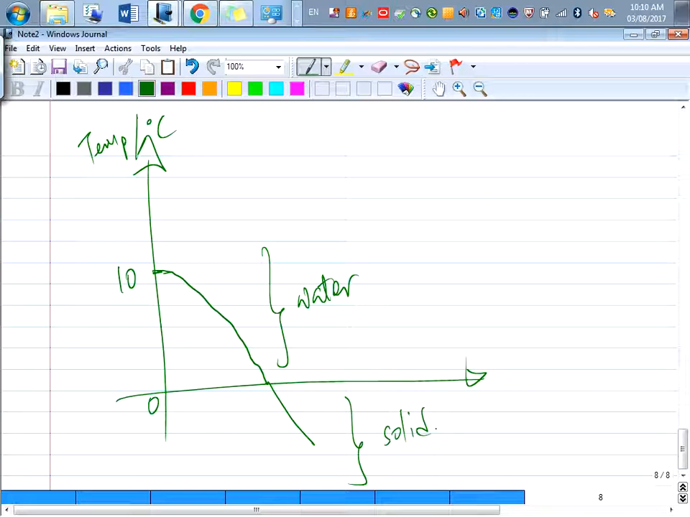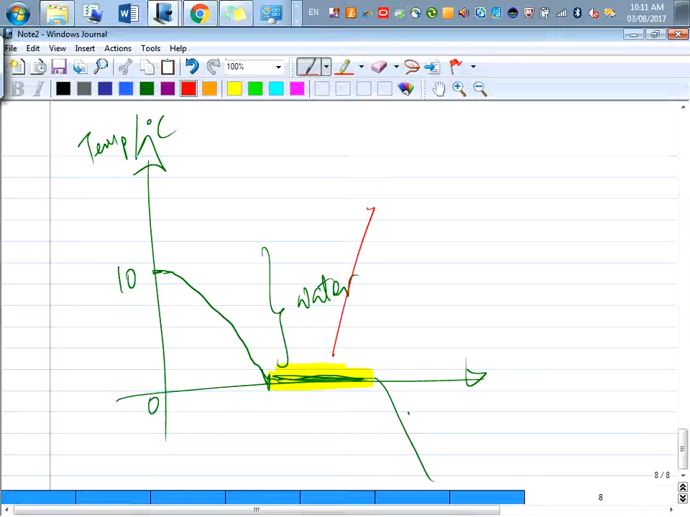How long did it take to change from liquid to solid? According to this graph, instantaneous. The moment it dropped to 0 degrees Celsius, the whole thing becomes ice. Is that the fact? Do we see that happening? No, we don't. Instead, at 0 degrees Celsius, it takes some time for all the liquid to convert to solid. So we don't have this. Instead, what we have will be one flat region again. And then the temperature drops again.